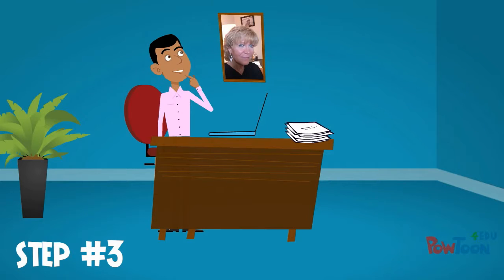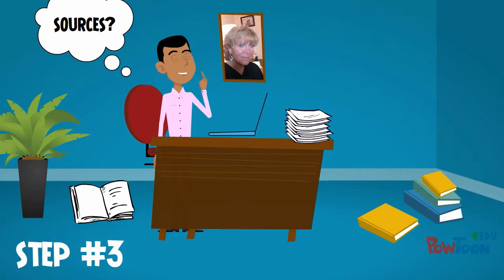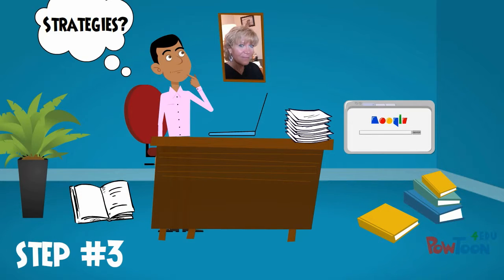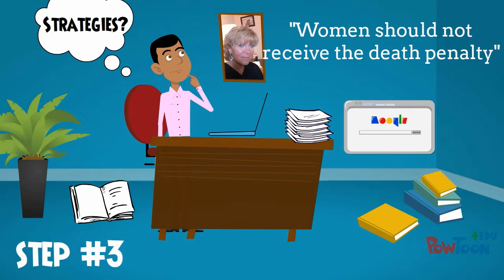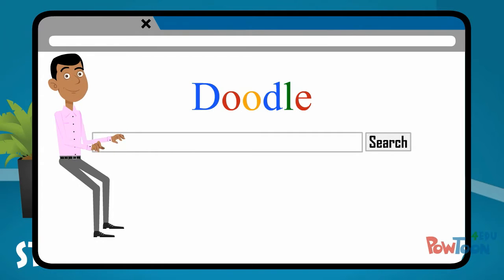For step 3, you should begin to locate and access the sources and information you need. A good researcher will ask himself, what strategies will I use to find this information? Strategies include identifying keywords in your topic and research questions and using them to search the web, databases, or online library catalogs.